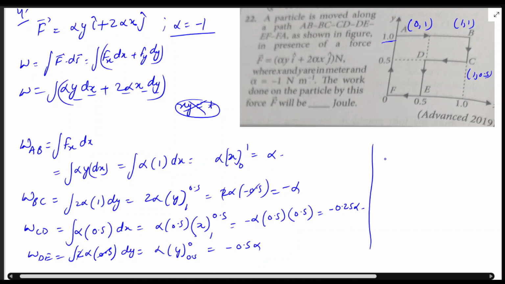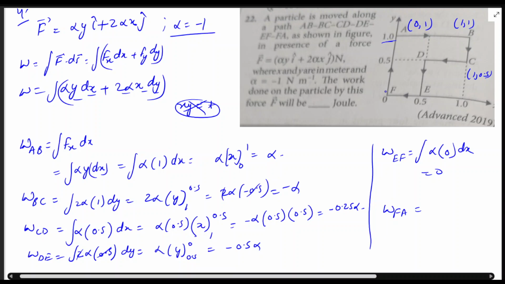Okay. Next, work done from EF, from the path EF, right? So EF is in the x direction. Yes. So there is no change in y, so dy is 0. So we'll have integration alpha y, and y is 0 on the x-axis, into dx. So we will get 0. And from again F to A.